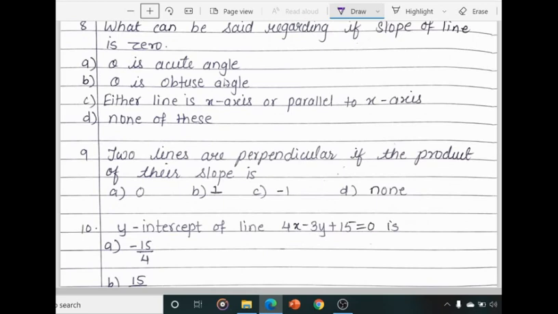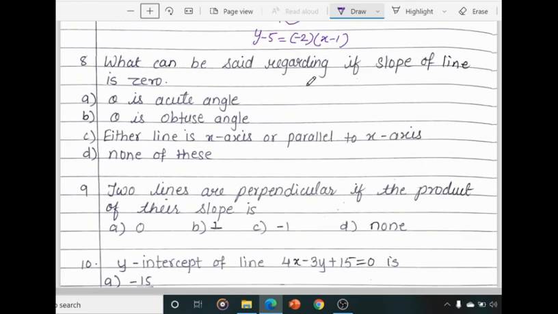Next. What can be said regarding the slope of a line if it is 0? You know when the slope of a line is 0? When the slope of the line is 0, tan theta is 0. We know the value of tan theta is 0 when theta is equals to 0. And when theta is equals to 0, the line is either on the x-axis or it is parallel to the x-axis. Therefore, this is the answer.